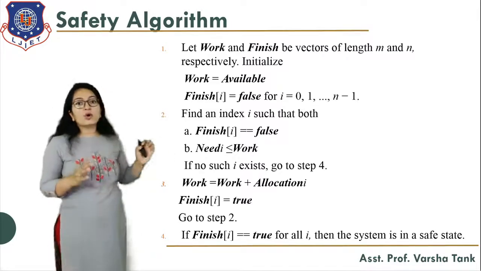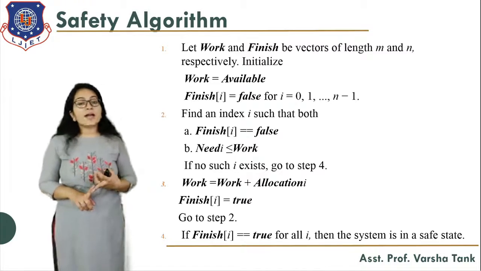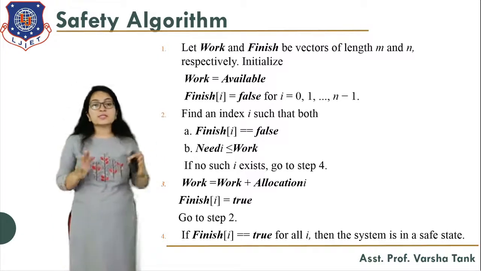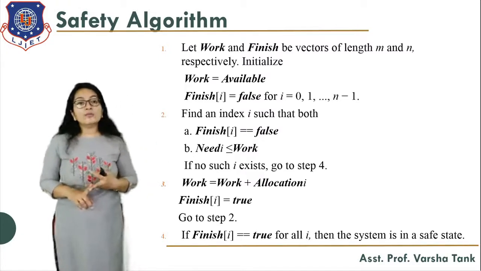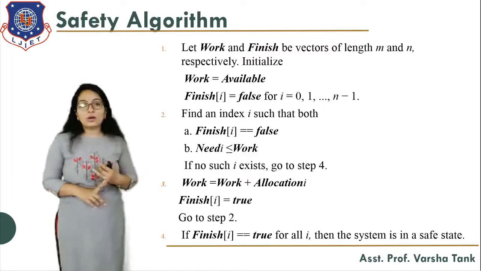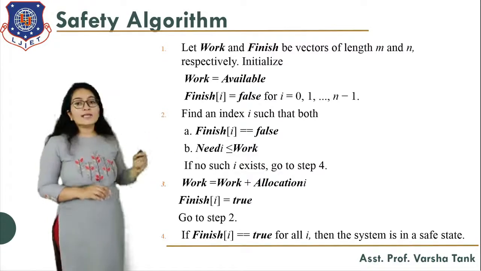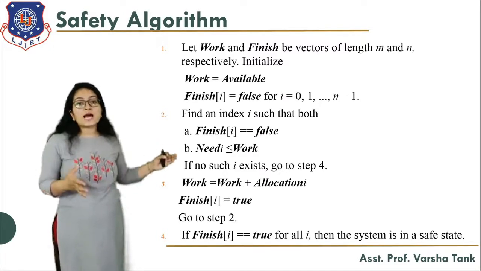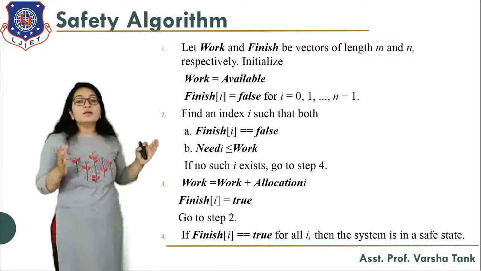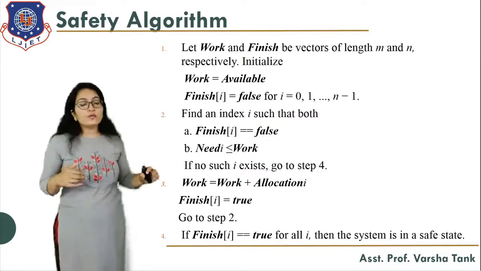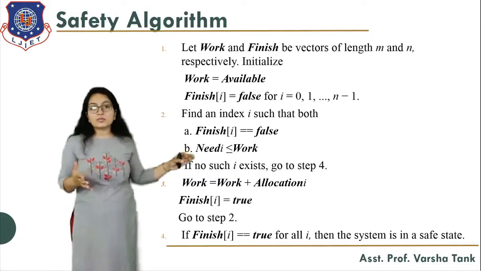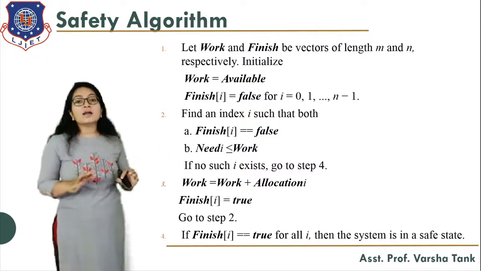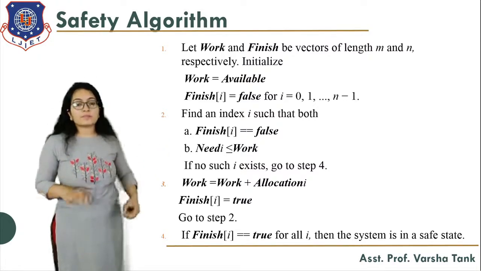And the second step is, find the index I such that both these conditions are true: finish of I is equal to false, which means the process is still in execution, and need of I is less than or equal to work. Suppose process I needs 3 resources and the available resources are just 2. Then we are not able to assign those resources to the process, because the available resources are not enough.